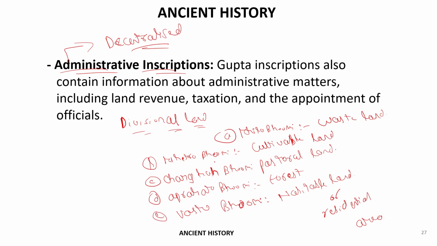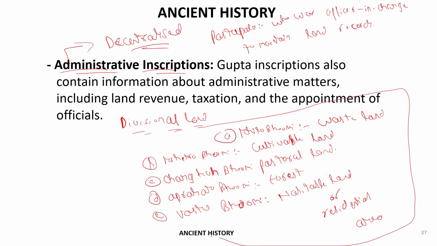Thereafter, write down, we have the Pastupala, who was the officer in charge to maintain land records. This means he maintained the records and revenue details and was liable to present them to the ruler.